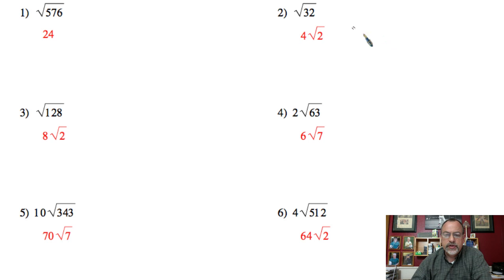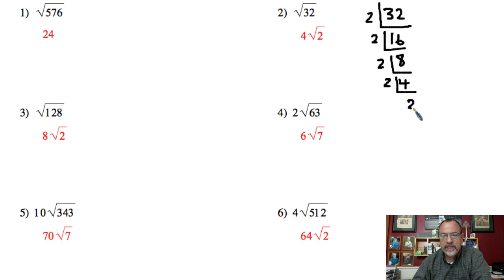Let's take a look at number 2 here. Again, we're going to take 32 and we're going to divide by the first prime factor of 2, and then we'll divide that by 2. We'll divide that by 2. We'll divide that by 2, and we'll divide that by 2 until I get all the way to the number 1. So these are the prime factors.